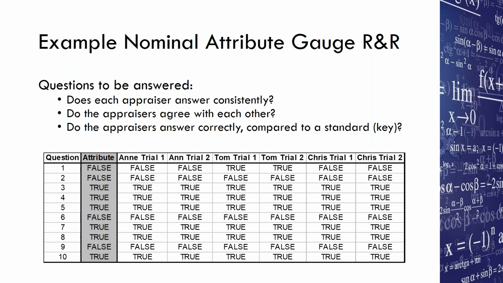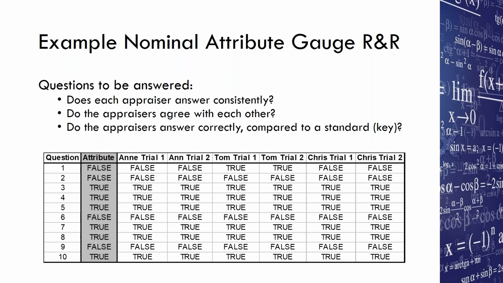The first is, does each appraiser answer consistently? What I mean by consistently is, at least within themselves, do they answer the same each time they're given the same question? That again is going to look at repeatability, the within variation. The second question you might be asking yourself is, do the appraisers agree with each other? Regardless of whether the answer is right or wrong, do they agree with each other? And that's the reproducibility part. So that is between assessors.